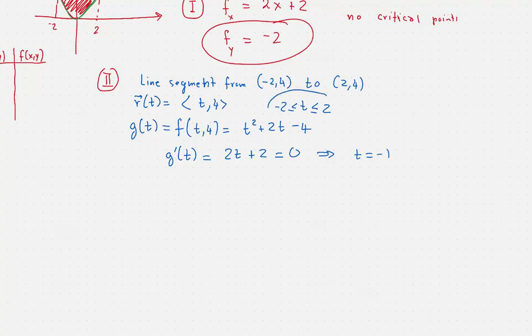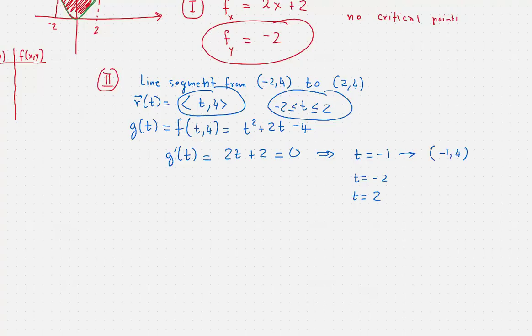As usual for functions of one variable, we also take the endpoints. And the important thing to understand is that we cannot leave them like this. We cannot put them on our table as -1, -2, and 2. We need to translate them to points on the plane. And to do that, we just go back to our parameterization. So this corresponds to the point -1, 4. This corresponds to the point -2, 4. And this corresponds to the point 2, 4.